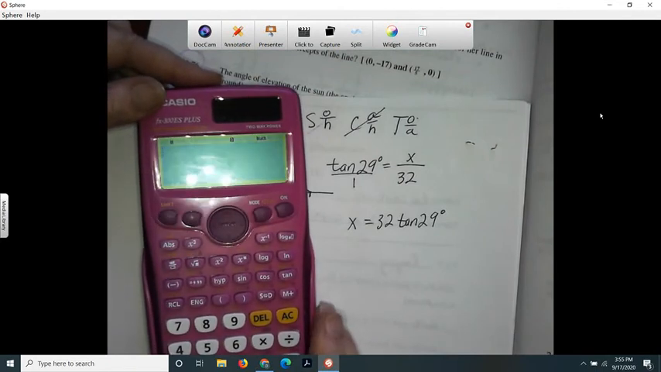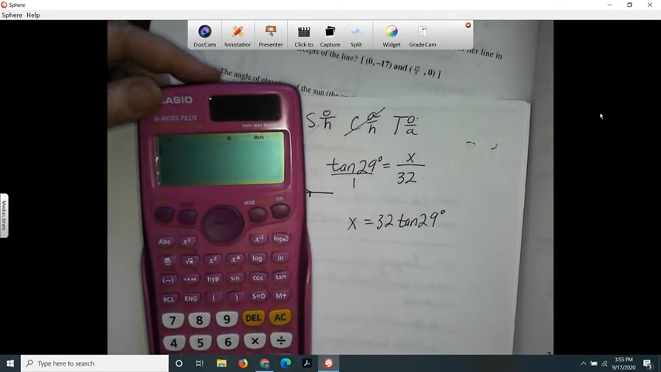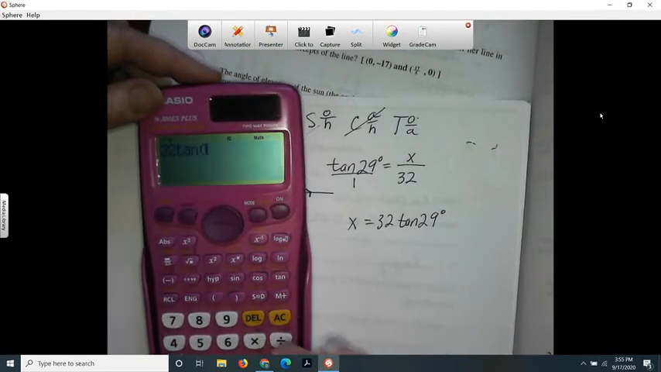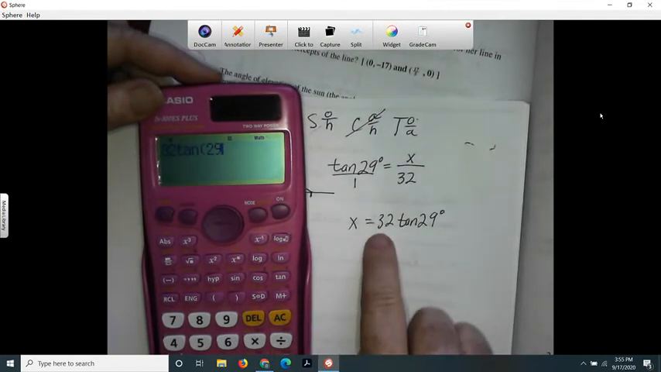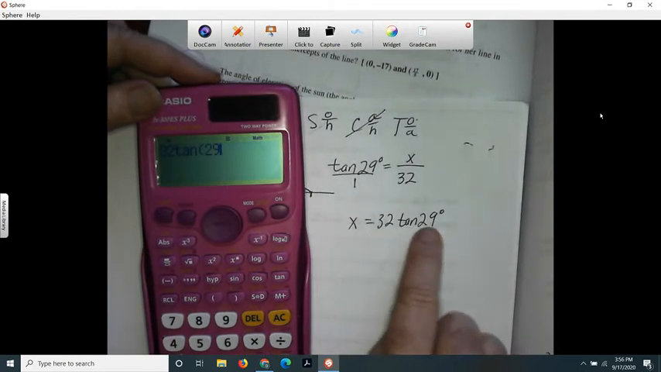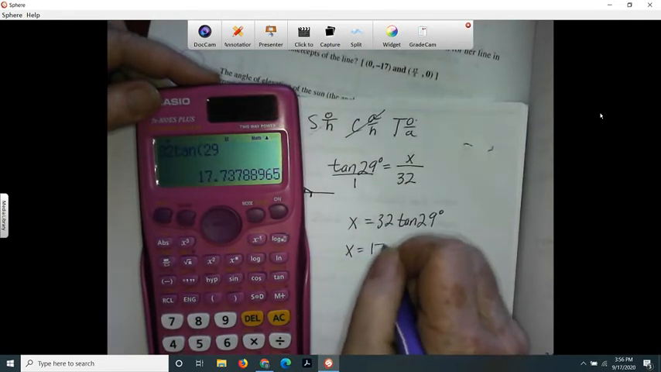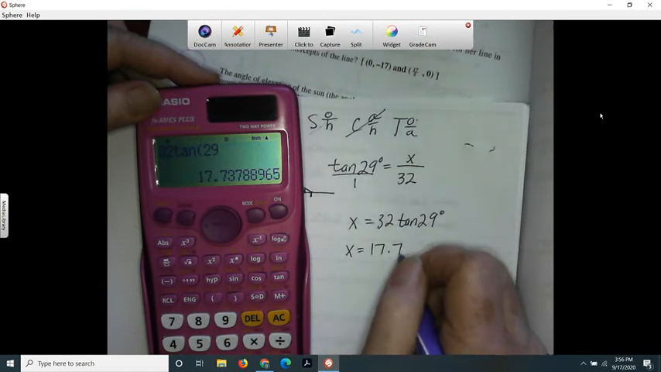And then on my calculator, I just go 32 and I hit the tangent 29. Some people's calculators, you have to go 29 tangent times 32. But basically, you're trying to multiply 32 times the tangent of 29. And then that just gives me that x is 17.7, and we're in feet, right?